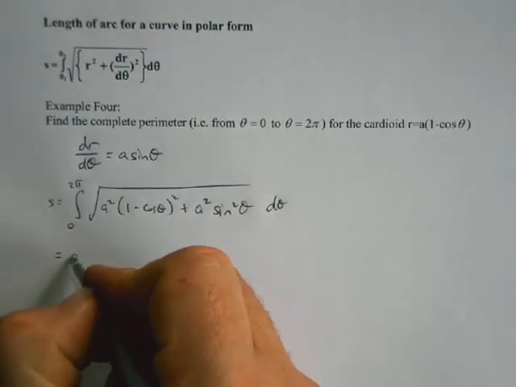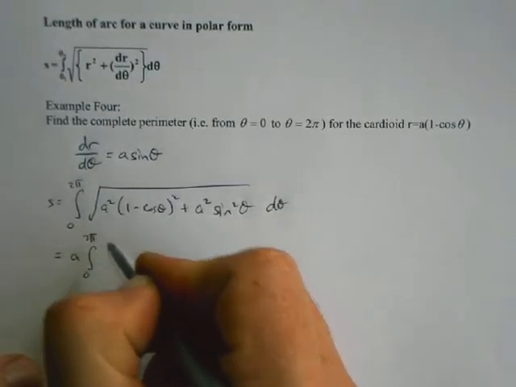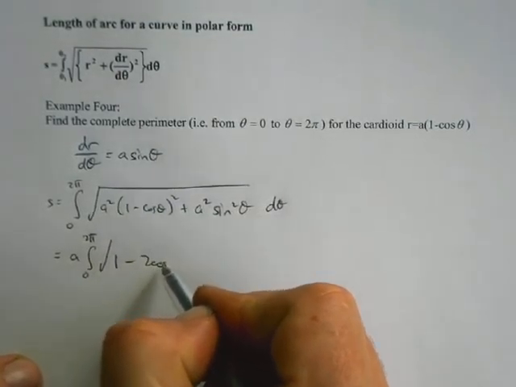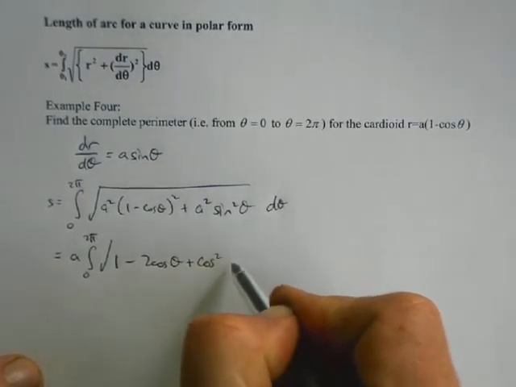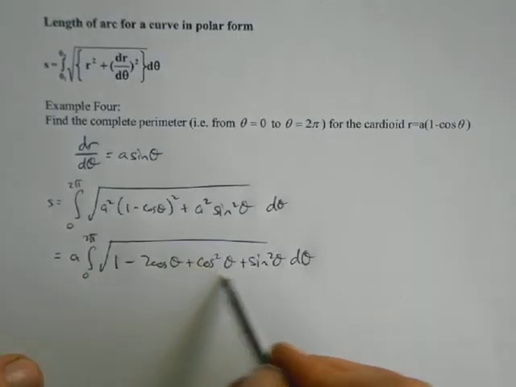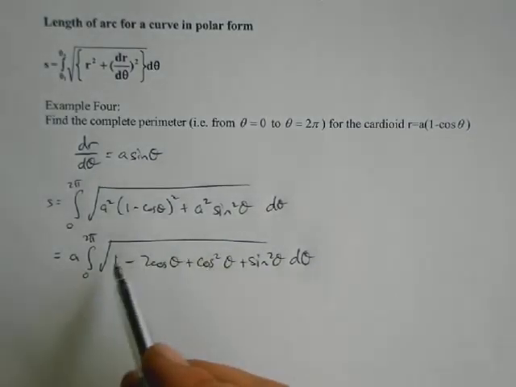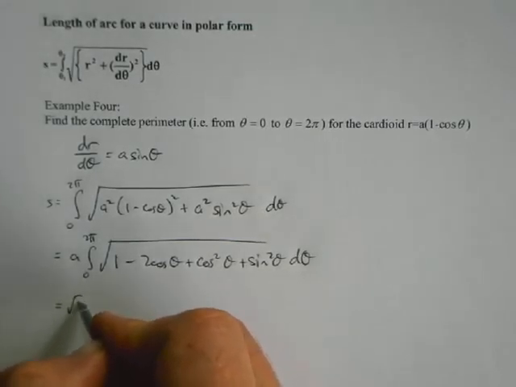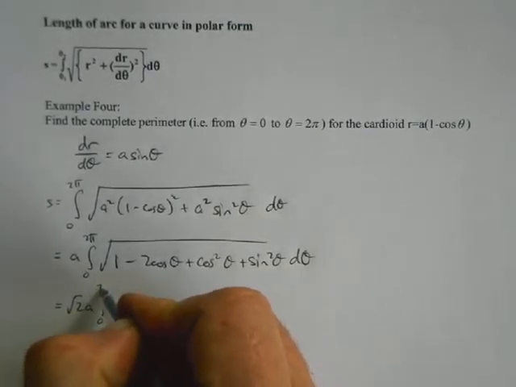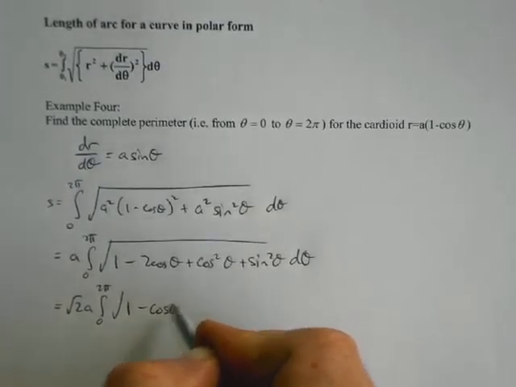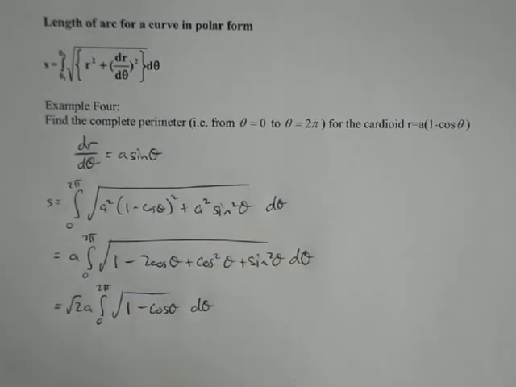Okay, so what have we got here? We've got an a squared in common, so we can pull that right out the front of the whole lot. So we get a, 0 to 2 pi, square root, expand the brackets: 1 minus 2 cos theta plus cos squared theta plus sine squared theta. Cos squared theta plus sine squared theta is 1, and 1 and 1 is 2, and we can take that 2 right outside the square root. So we're left with root 2 a, 0 to 2 pi, square root of 1 minus cos theta d theta.